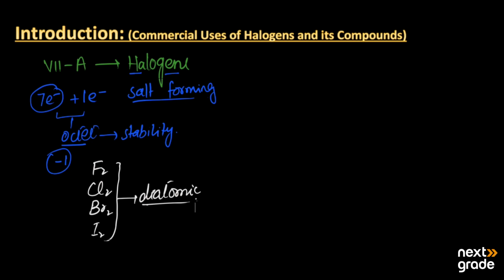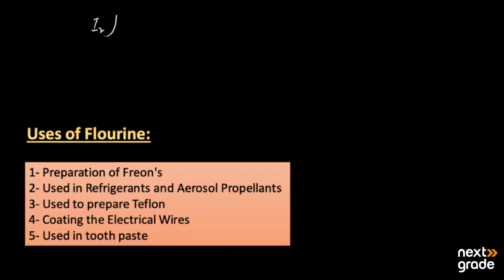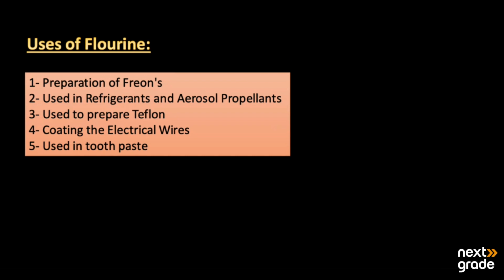Now we will start the uses, that is, for what purpose they are being used. The first one is fluorine, which can be written as F2. We have a lot of uses of fluorine. Number one, fluorine is used in the preparation of the freons. Now what is meant by freons? It is basically the commercial name of all the low molecular mass fluorochlorocarbons.